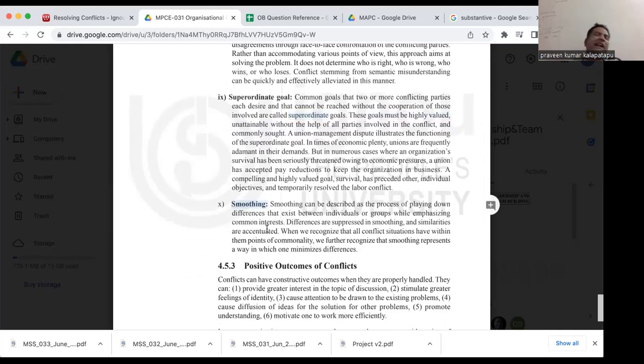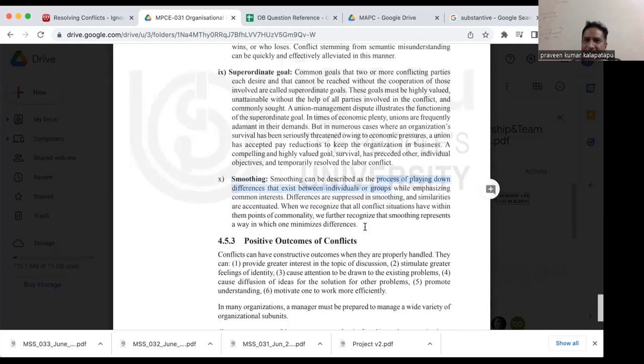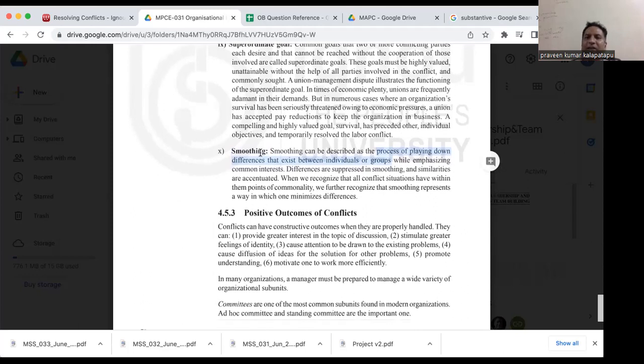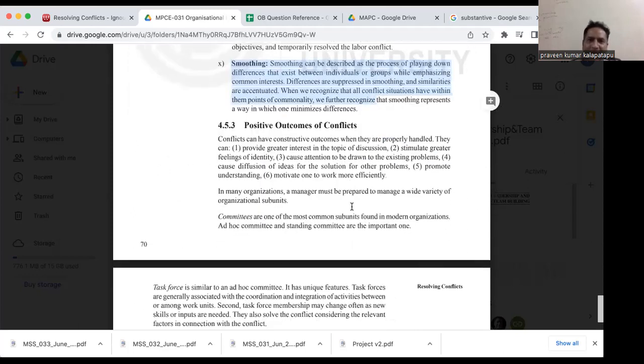Smoothing is actually playing down the differences and elevating the common interests. You are reducing the negative part and elevating the positive part. So that is exactly what smoothing is. It is the process of playing down the differences that exist between individuals and groups.